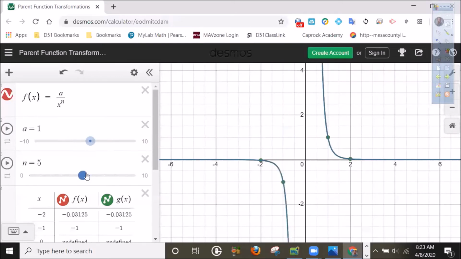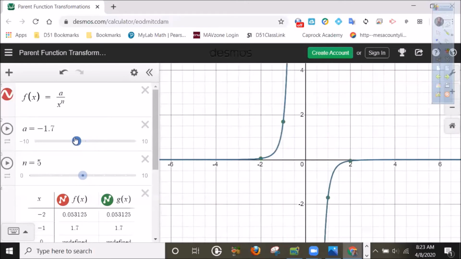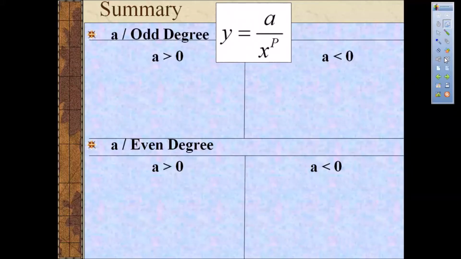With 1 over x to the fifth, our branches are in the first quadrant and third quadrant. If we make our a value negative, the branches switch quadrants, now in the second quadrant and fourth quadrant. So let's summarize what we should take away from that exploration we just did.